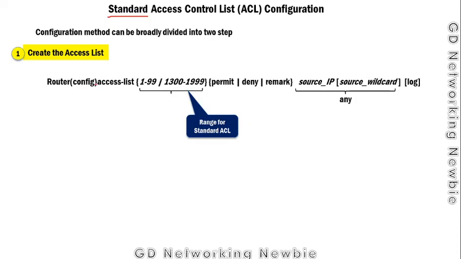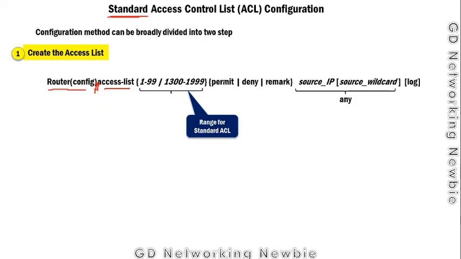So we go to global configuration mode. In the global configuration mode, we use the keyword access-list, and then we give a number. That number can be from 1 to 99, or from 1300 to 1999. We can use any number from this range, and this range identifies that we are configuring a standard access list.